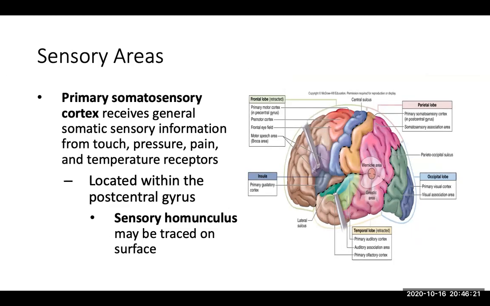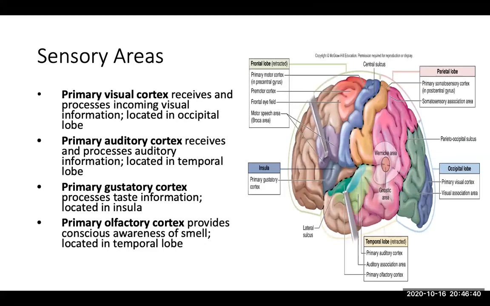Then the sensory areas. Your primary somatosensory cortex will receive general somatic sensory information from touch, pressure, pain, and temperature receptors, and it's located within the postcentral gyrus. The sensory homunculus can also be traced on the surface to show where the sensory information comes from.